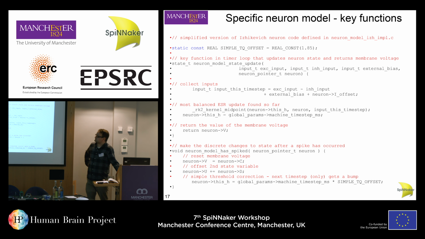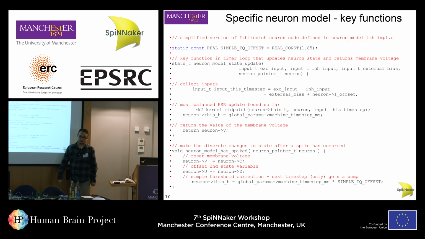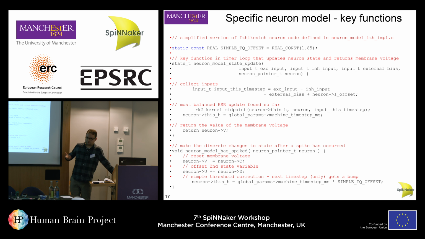And just to show you a specific example of what we do in the Izhikevich example. This is above what Michael was describing earlier. You'll see that his midpoint function is called here, the one that he was talking about in his earlier talk. Basically you collect the inputs, you feed them into the function, you get the voltage out at the end. And at the bottom here, you're making changes after a spike has occurred, i.e. you're either resetting the voltage or resetting one of the state variables according to the parameters that you've defined.